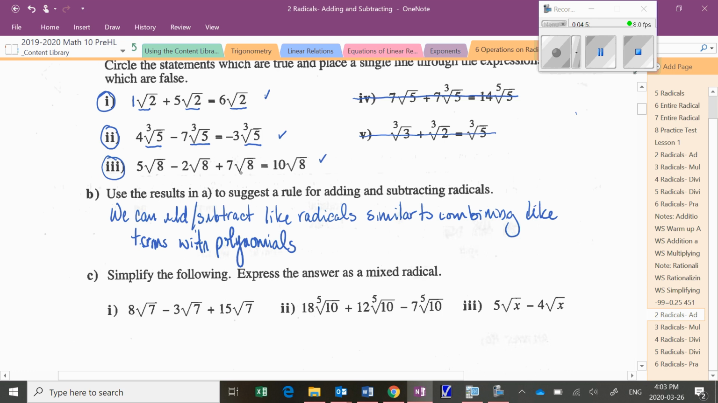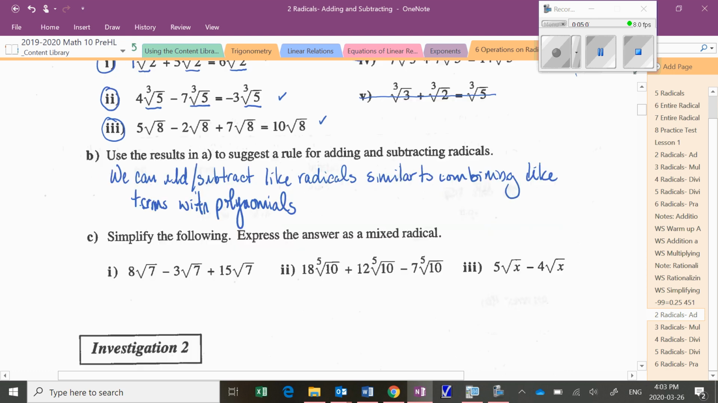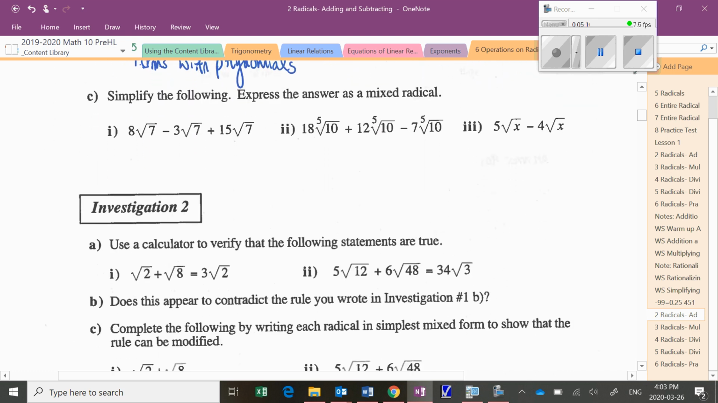No different if we've got three terms that we're adding together in our expression. So 5 root 8 minus 2 root 8 plus 7 root 8, we're going to keep that root 8, and then 5 minus 2 is 3 plus 7, so 10 root 8s we have then. Okay, so let's take a look then. Part C, so 8 root 7 minus 3 root 7 plus 15 root 7. So those are all root 7, so we know that's the same. 8 minus 3 is 5, plus 15 is going to be 20 root 7 then.